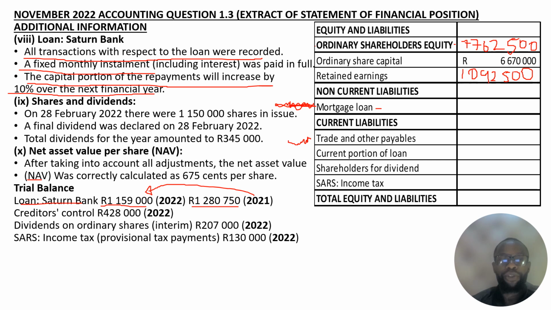So now we are also told that the installment will increase by 10% next year, as the information is given there. So how are we going to calculate how much our installment is? The difference between the two will tell us the monthly installment.